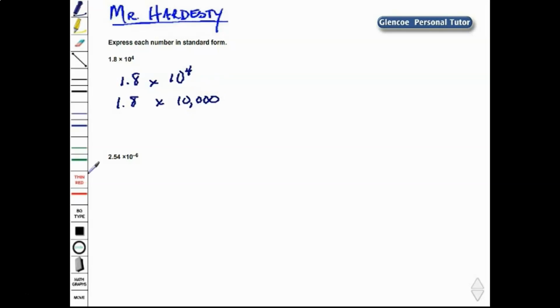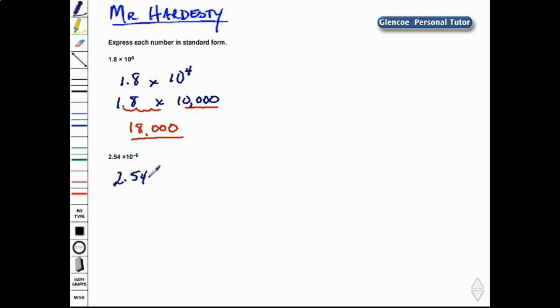Now we'll multiply. A helpful shortcut to multiply is recognizing those 4 zeros. They represent 4 placement movements of your decimal point. Watch. 1, 2, 3, 4. And when you multiply that way, you get 18,000. With each movement, we've represented a 0 or a place value. So 18,000 is standard form for 1 8/10 times 10 to the fourth power.